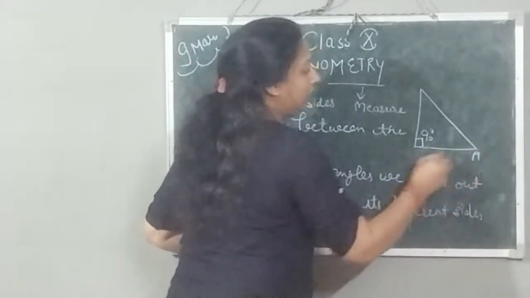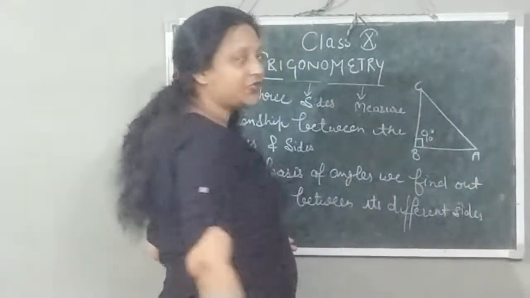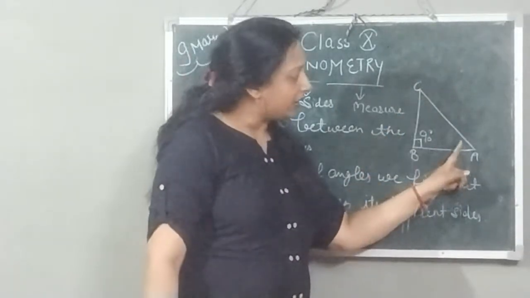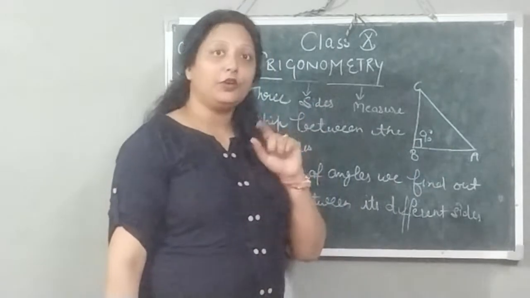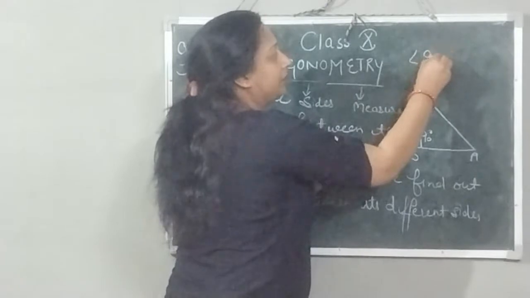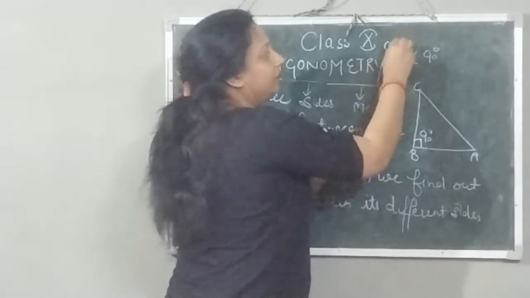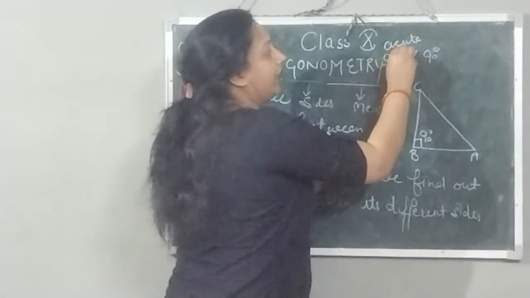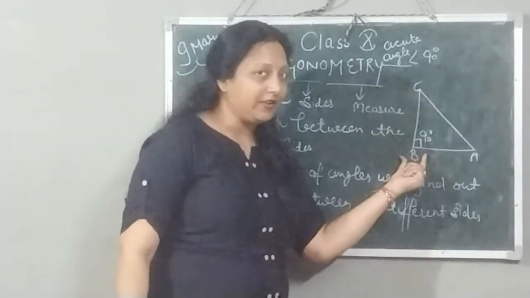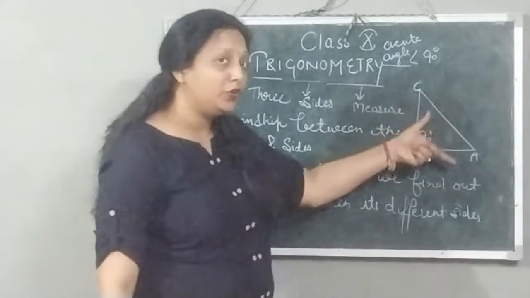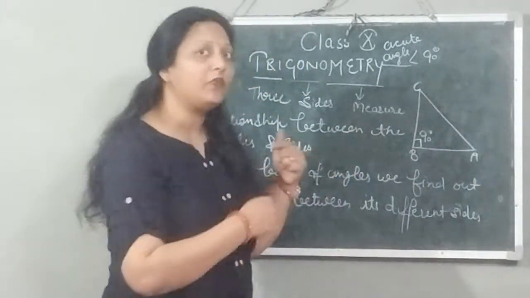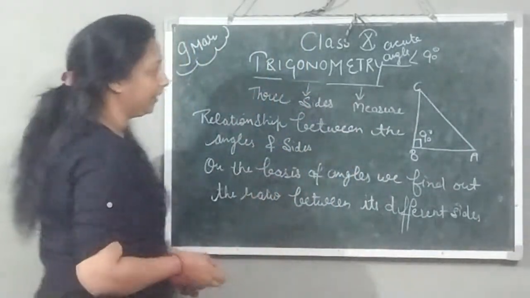If I talk about this triangle, in a right angle triangle, other two angles are acute angle. What are acute angles? Acute angles are always less than 90 degree. So if one angle is 90 degrees, the sum of other two angles of a triangle is always 90 degree, because the sum of all three angles of a triangle is equal to 180 degree.